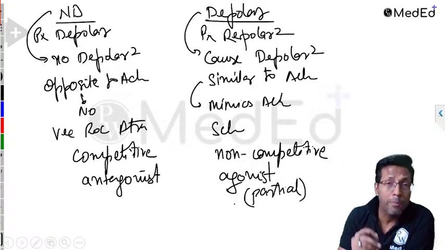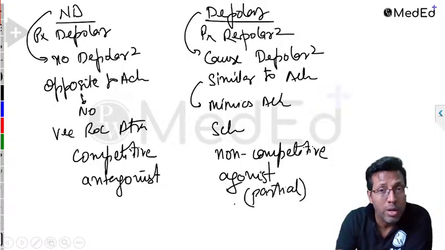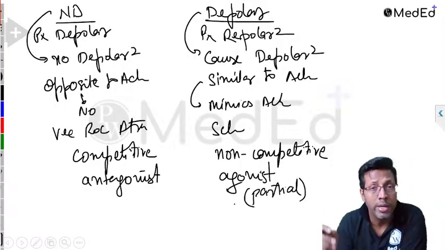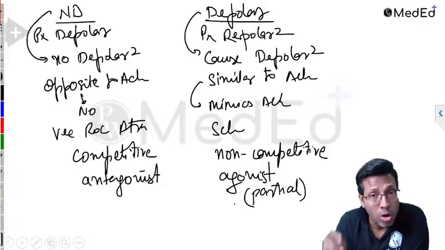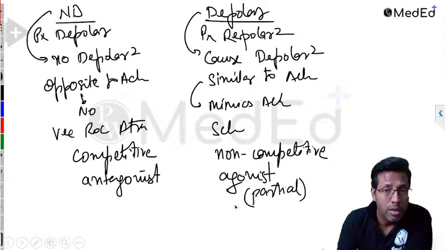Okay. So depolarizing is succinylcholine. It causes depolarization. It prevents repolarization. It is similar to acetylcholine. It mimics acetylcholine. It is non-competitive. It is an agonist at the receptor. All the points fall in place, right?